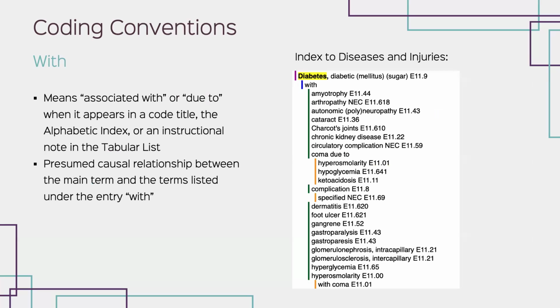Here, our example for with. This is if the provider states that maybe a patient had diabetes with stage 5 chronic kidney disease. Then it can be presumed that your diabetes and your chronic kidney disease have a causal relationship because you have a with entry within the alphabetic index. So here we would look up diabetes and then with, and then your chronic kidney disease, and that would tell us we should code E11.22 because they are related.